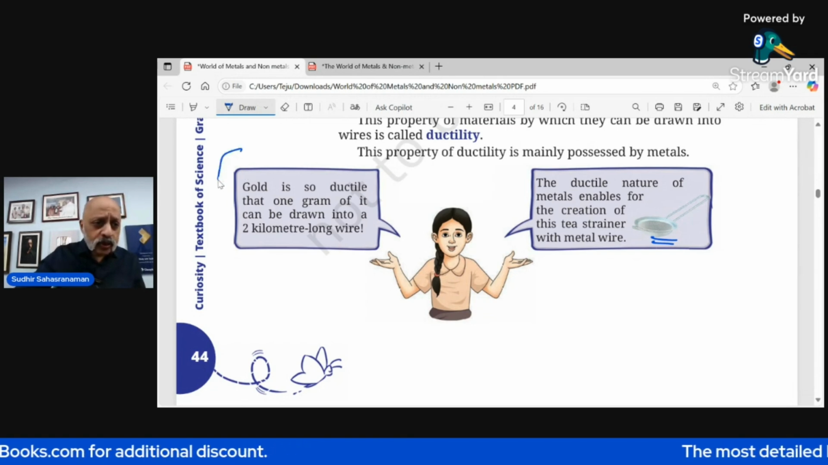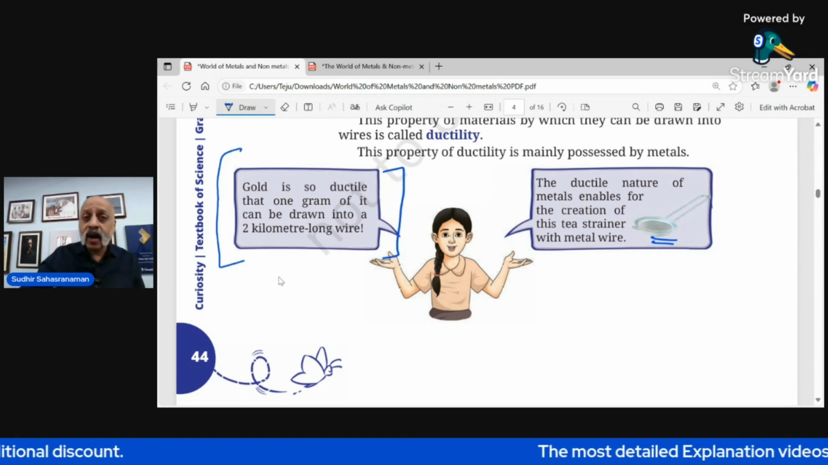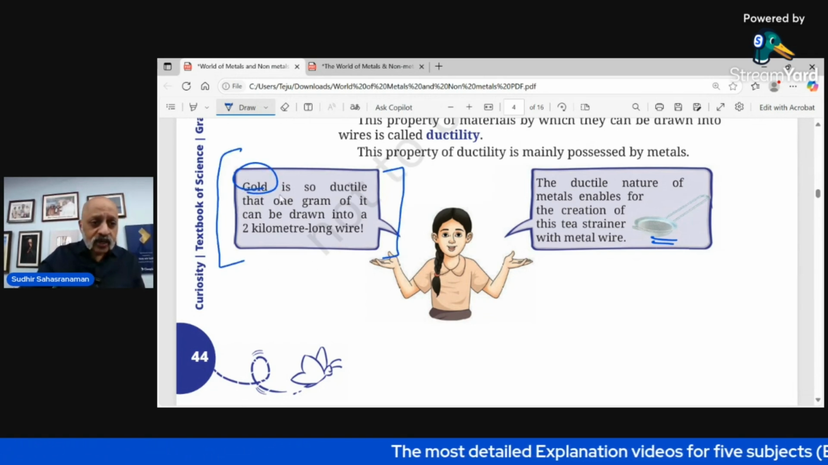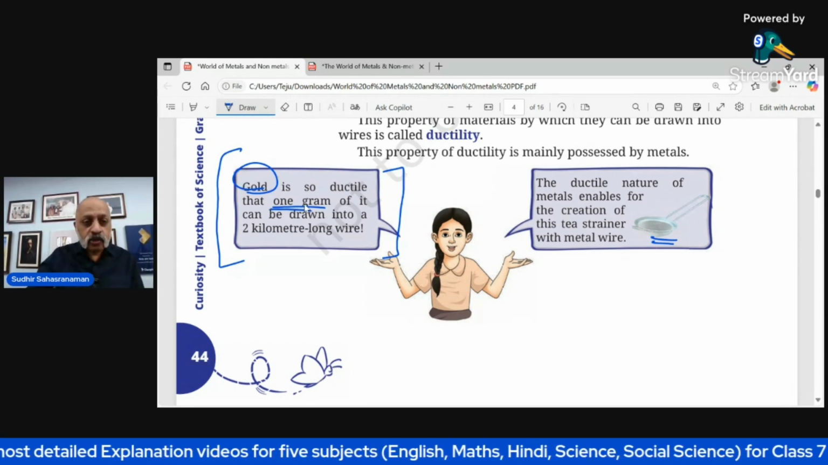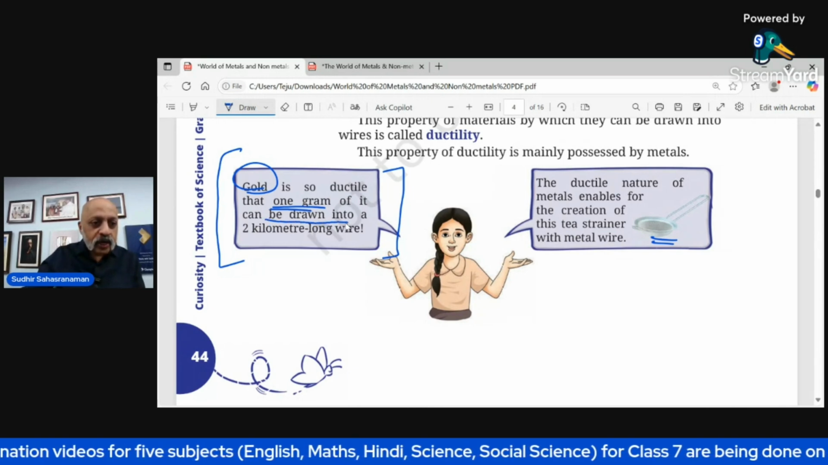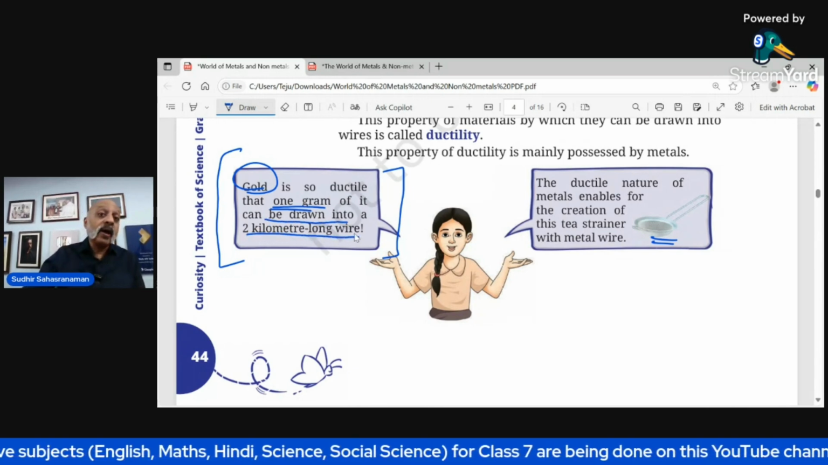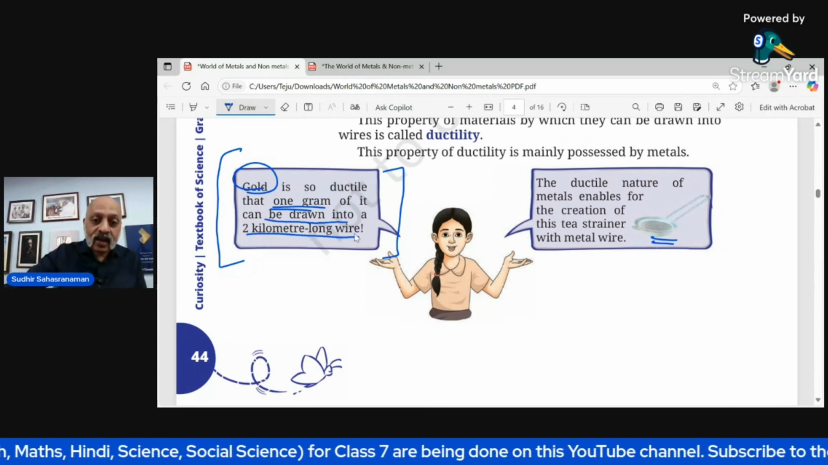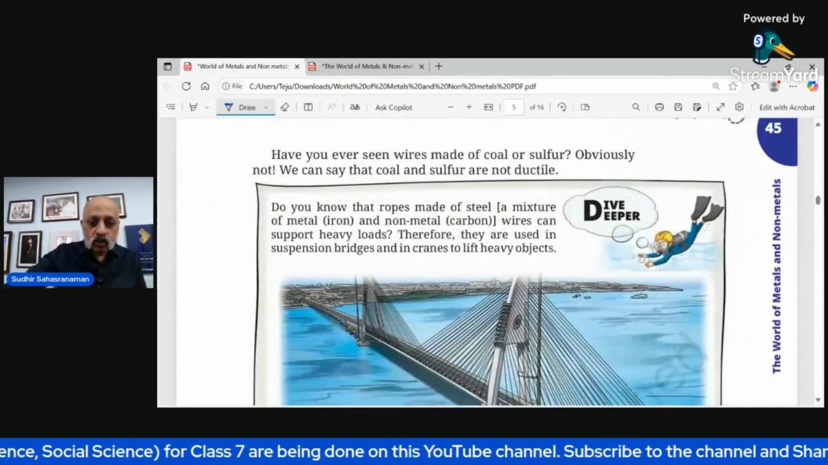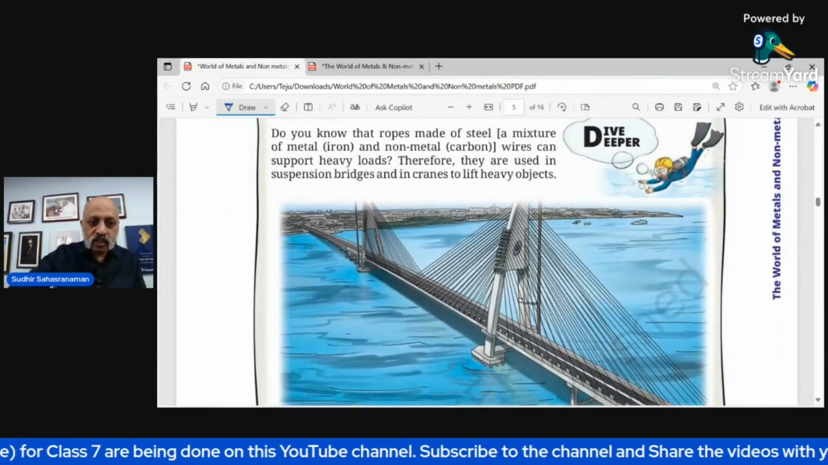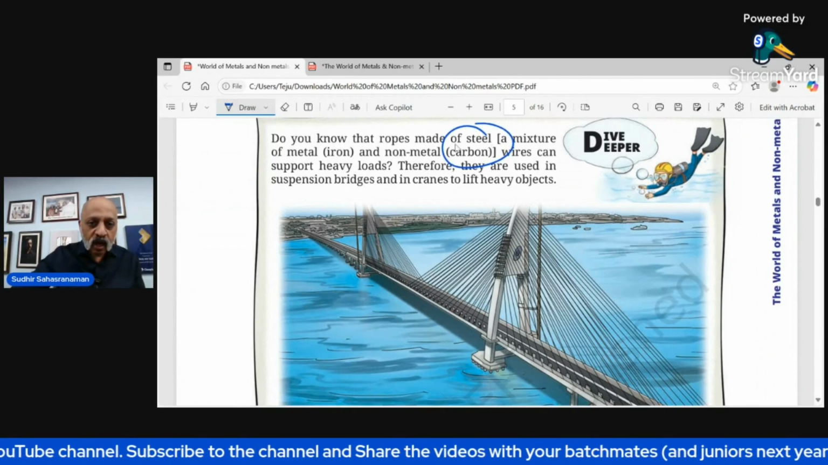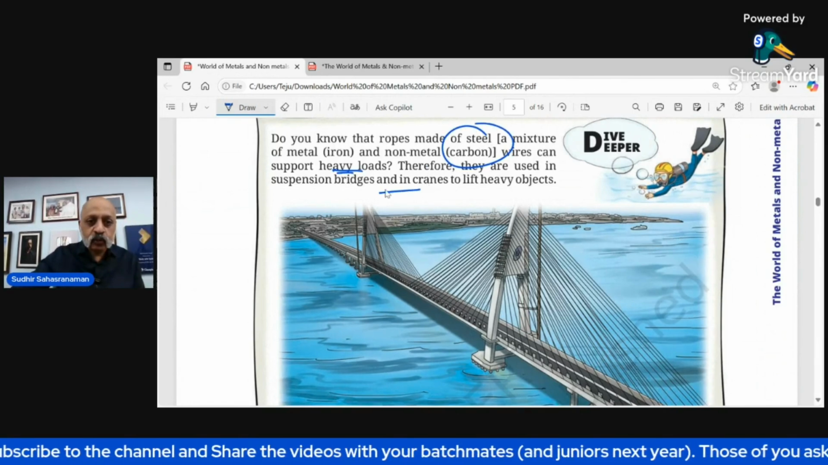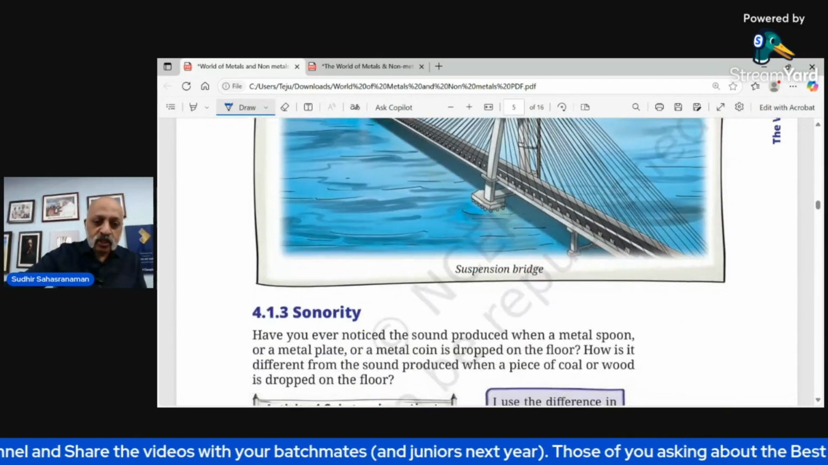And gold is so ductile. This is very interesting, which can even be asked as a question, that gold is so ductile that 1 gram of gold, which costs some 10,000 rupees now, can be drawn into a 2-kilometer long wire. Okay, that's how ductile gold is. So you see what I've shown you just now. This suspension bridge, ropes made of steel and non-metal, which is carbon, can carry super loads, and that's why they are used in different suspension bridges.